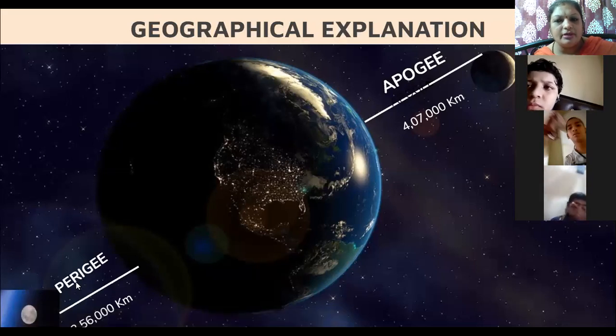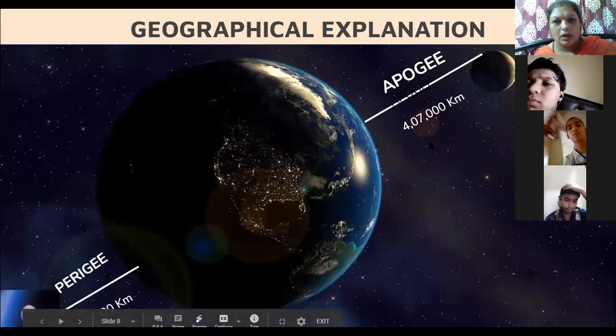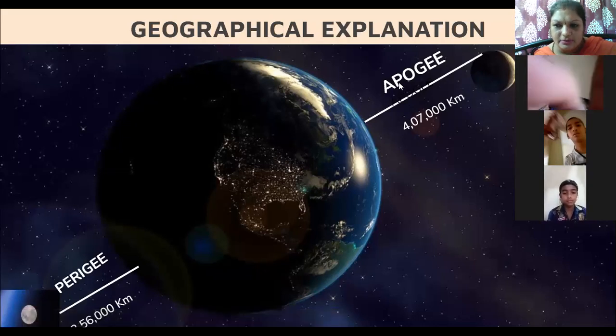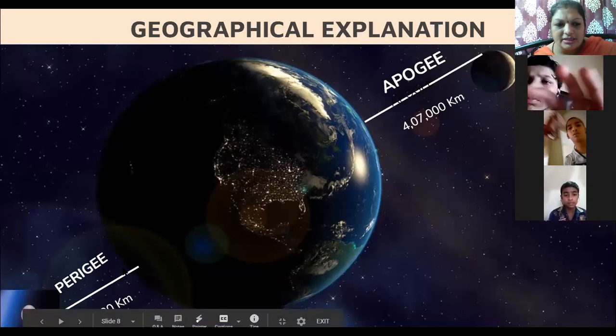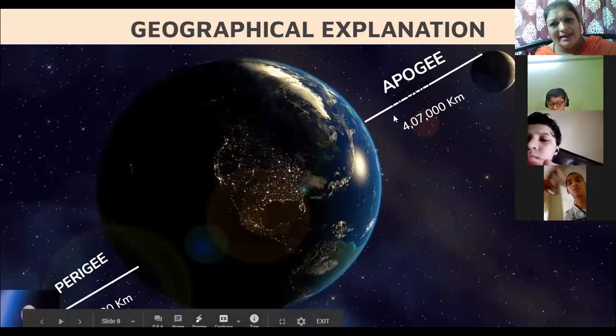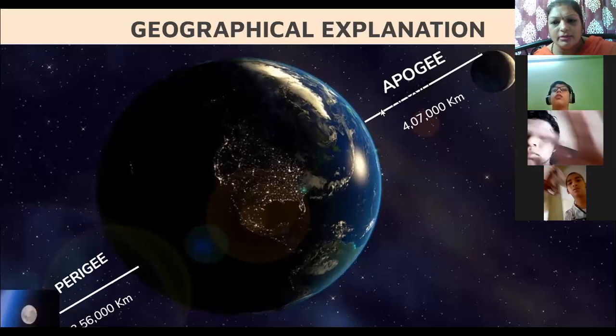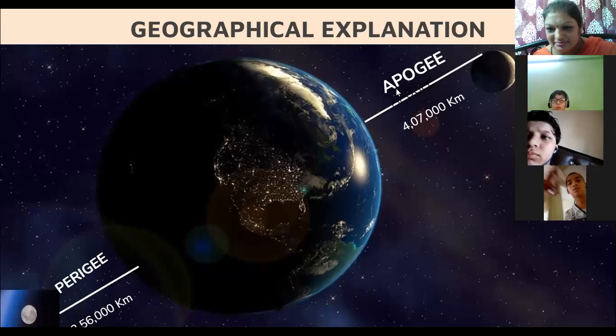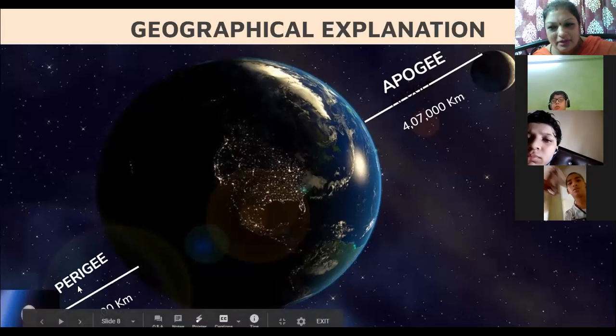Please don't repeat after me. So, when the moon is farthest from the earth, it is in the apogee position. When the moon is closest to the earth, it is in perigee position. Now how will you remember when the moon is far away from the earth? A for apogee, A for away. So you will not get confused. P for perigee, closest to the earth, P for près.